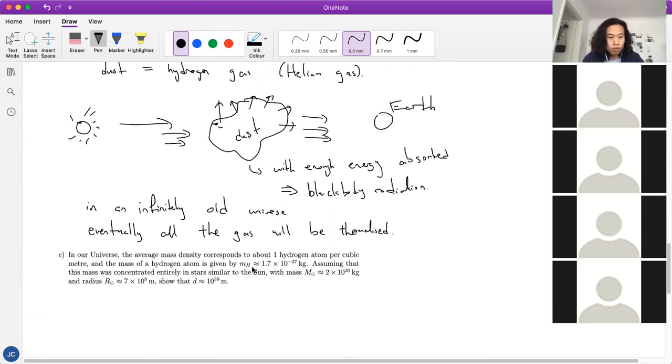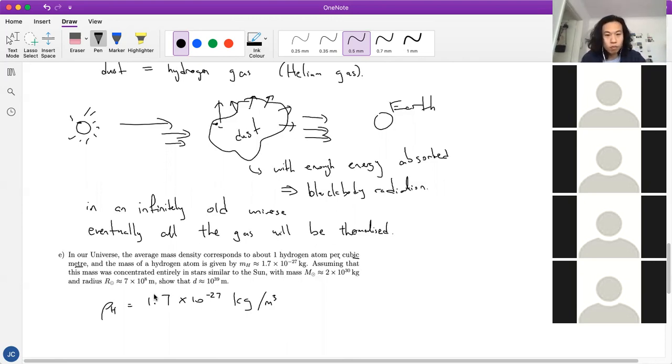So if every single mass in the universe is concentrated, then we can first say, since this is per cubic meter, this actually gives us the density straight away. So the density of hydrogen is just equal to 1.7 times 10 to the minus 27 kilograms per meter cubed.